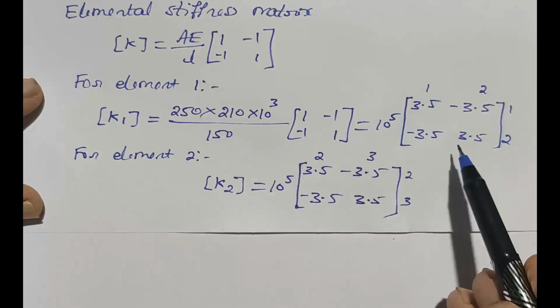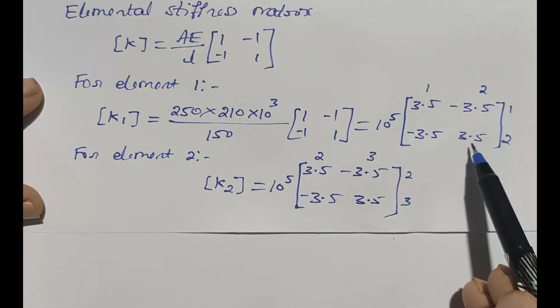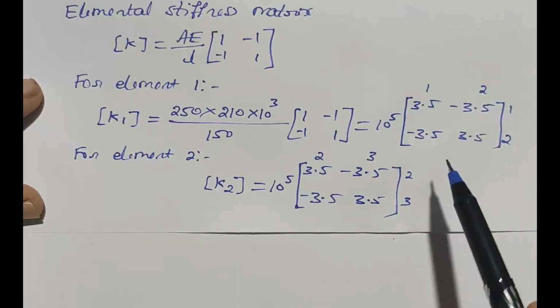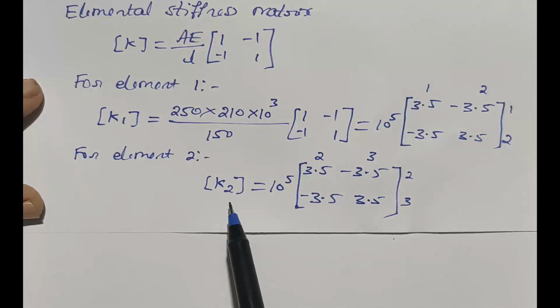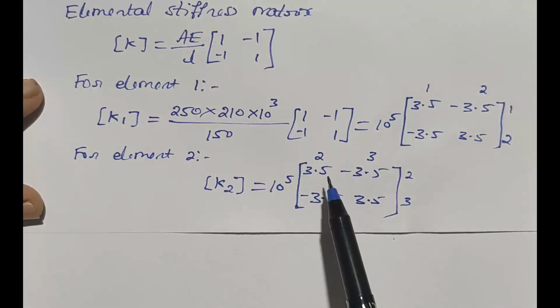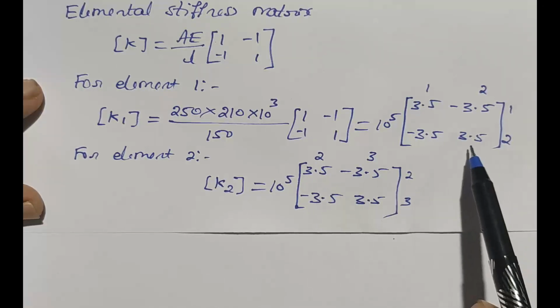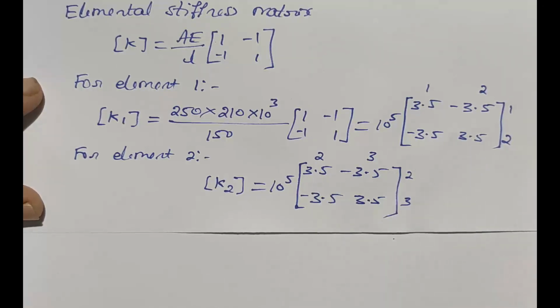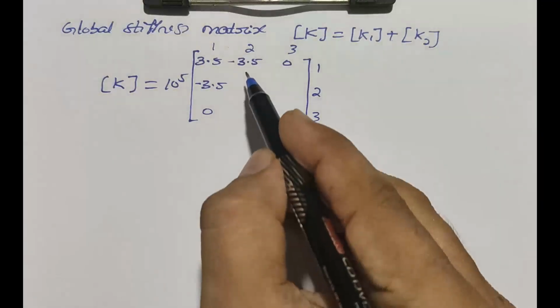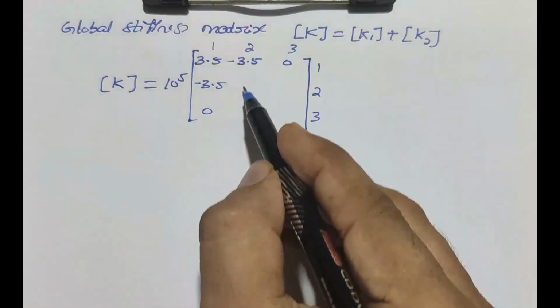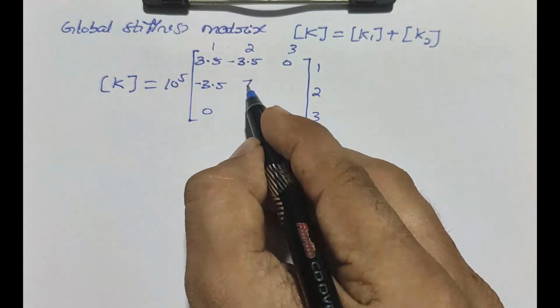Next we need element corresponding to 2 and 2. See K1 element corresponding to 2 and 2 is 3.5. If you see elemental stiffness matrix of second element corresponding to 2 and 2 is again it is 3.5. Therefore you have to add 3.5 and 3.5. It is 7. Therefore here the element corresponding to 2 and 2 is 7.